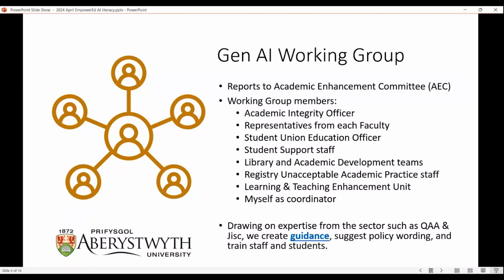But we're not just all making it up out of our own minds. As I mentioned on the previous slide, we are drawing on very sound expertise from across the sector. And this includes bodies such as QAA and JISC, Advanced HE sometimes, TEQSA, which is the Australian equivalent of QAA, and the European Network for Academic Integrity. They did some wonderful early material. So we're drawing on this expertise and trying to consolidate it and then roll it out to our staff. So what the working group does is we create guidance, we suggest policy wording, and we train staff and students. It's a lot, but we don't do it all by ourselves.